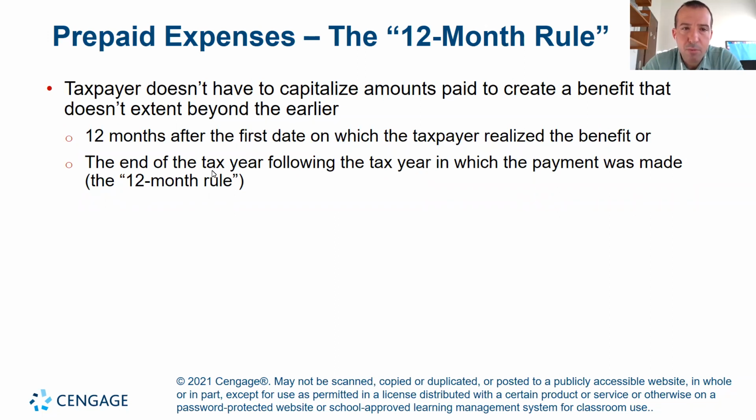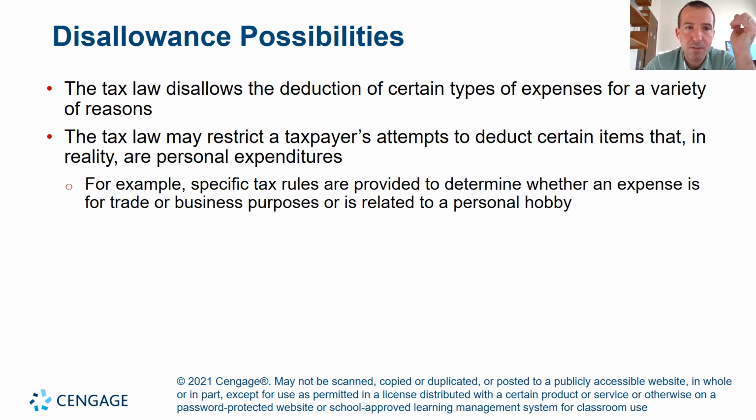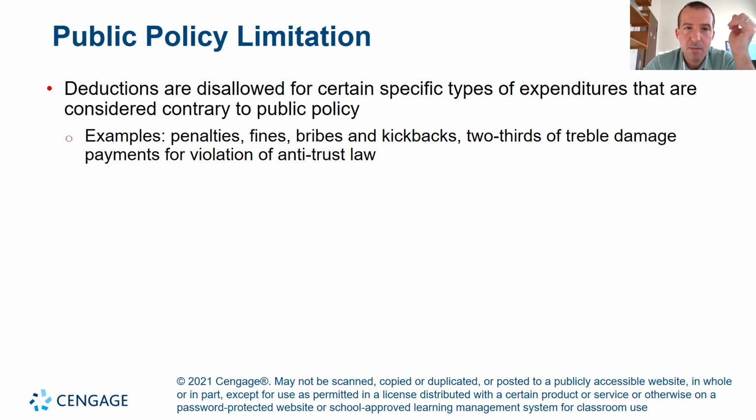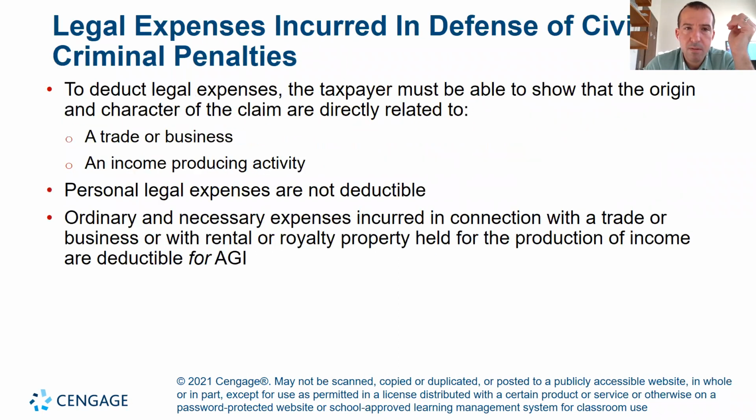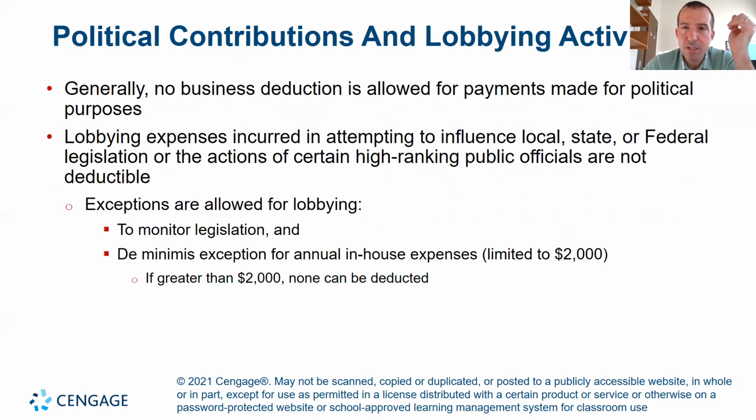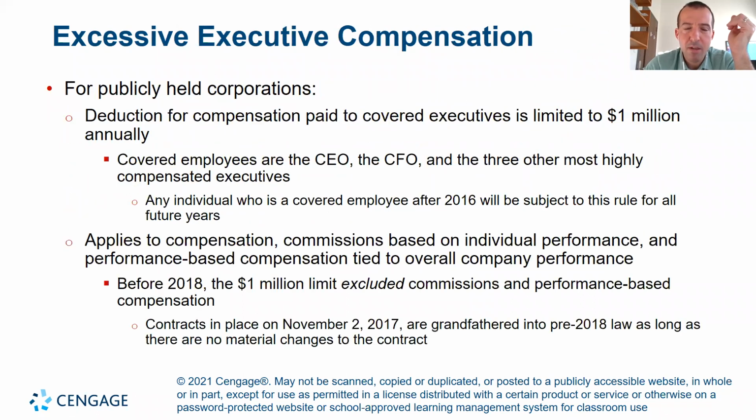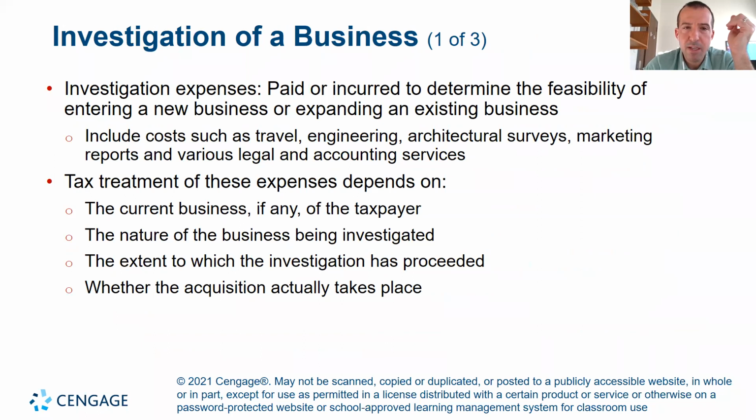And then there's a 12-month rule for prepaid expenses. So taxpayers under the accrual method don't have to capitalize amounts paid to create a benefit that doesn't extend beyond 1 year. So if you're on the accrual basis, you could still deduct any payments that you made for a prepaid if the prepaid is less than 12 months. And then there's a whole section on illegal businesses, political contributions, and lobbying. So you could take a look into those.